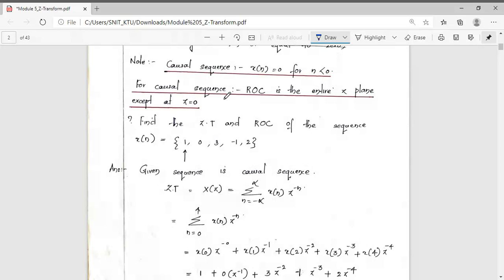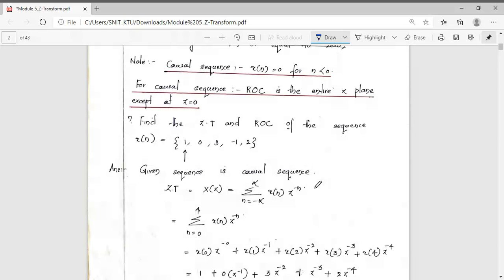See this example. They are asking us to find the Z transform and ROC of the sequence x of n is equal to 1, 0, 3, minus 1, 2. From here, the value of the signal at the origin is 1. For the negative side, the signal does not exist. It only exists for the positive side. So 0, 1, 2, 3 up to 4, the signal exists, which means that the sequence is a causal sequence.